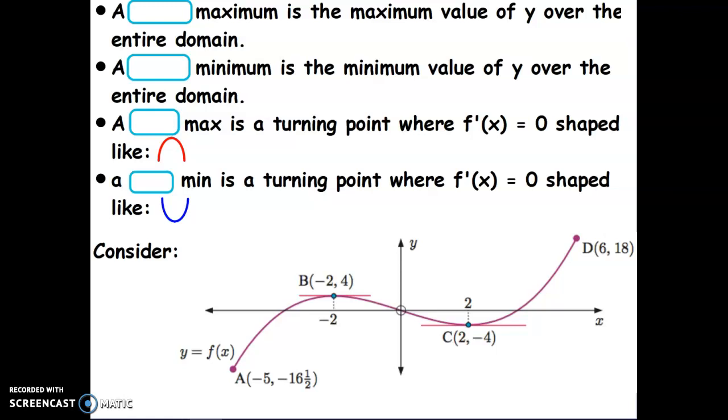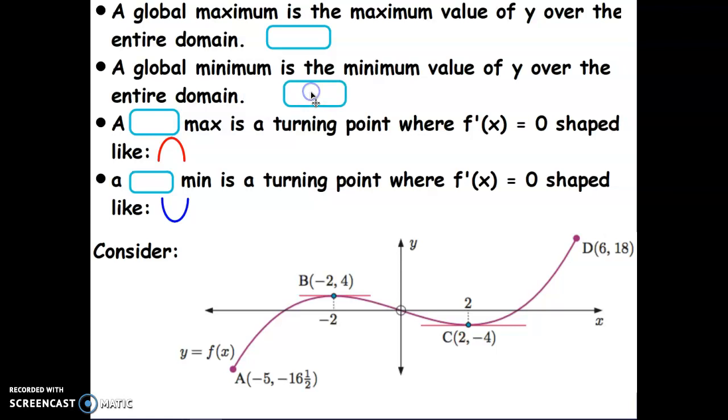Okay, so let's take a minute and write down some important facts as we move forward. Just some definitions that we need. First of all, a global maximum, also called an absolute maximum. A global maximum or an absolute maximum is the maximum value of y over the entire domain. So the highest that the graph goes over its entire domain. Not every graph has a global or an absolute maximum, but it might.